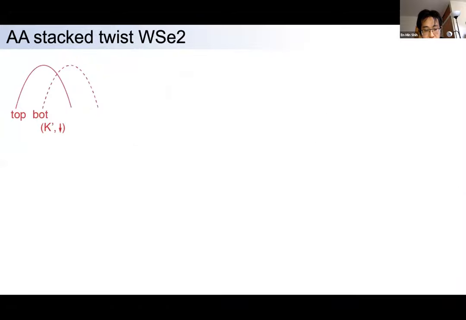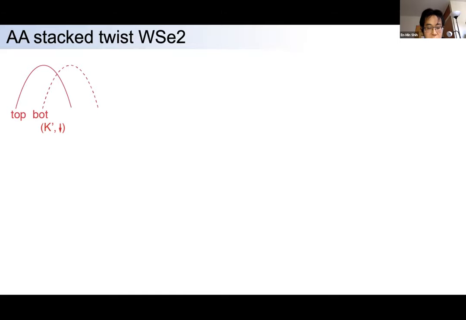So another route to study the correlated states is to look for them in twisted transition metal dichalcogenides, including heterobilayer TMDs, which I believe we can learn about from Professor Jing Shen's talk tomorrow. And we can also do homo-twisted bilayers, which I'm going to talk about. So we study twisted A-stacked tungsten diselenide.